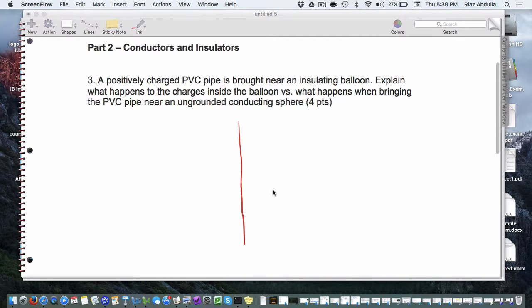Positively charged PVC pipe is brought near an insulating balloon, and we're going to talk about what happens with the charges in each situation. Literally, this is just me trying to reinforce our discussion of insulators versus conductors. I'm just concerned that there's still a little bit of confusion about what happens to the charges and how they get distributed.